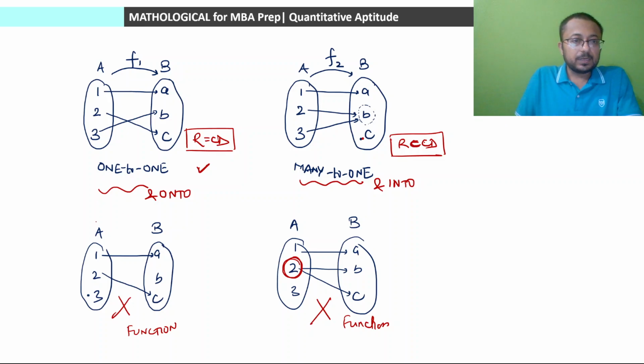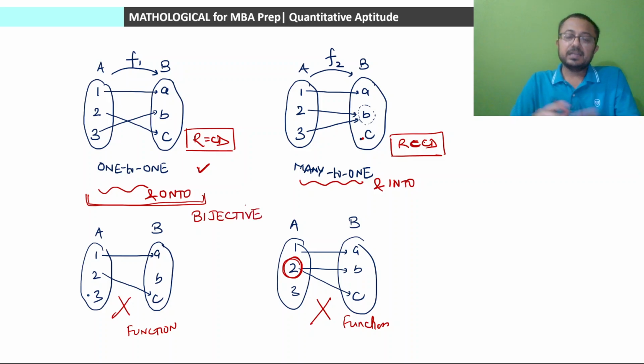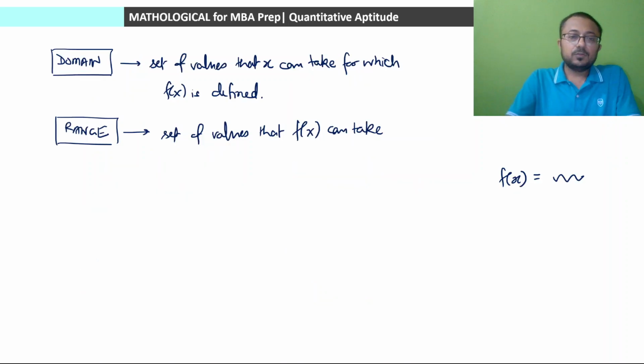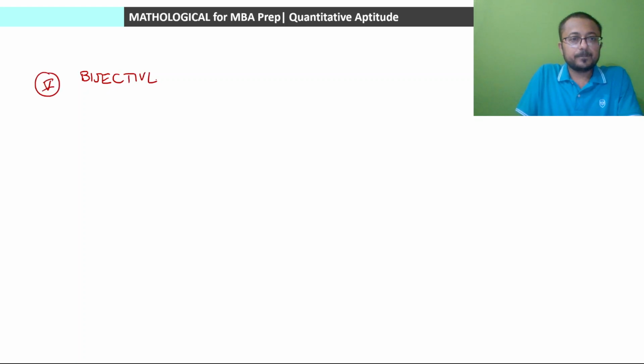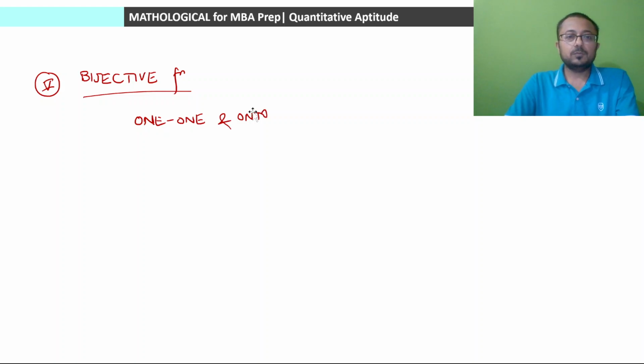And 1 to 1 and on to, those functions which are 1 to 1 as well as on to, these are called bijective functions. So the functions which are injective as well as surjective, those are called bijective functions. These functions are 1 1 and on to, 1 1 as well as on to.